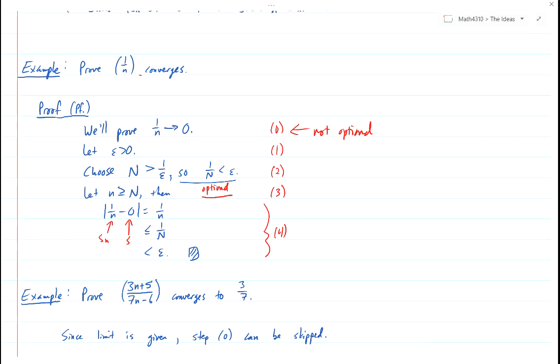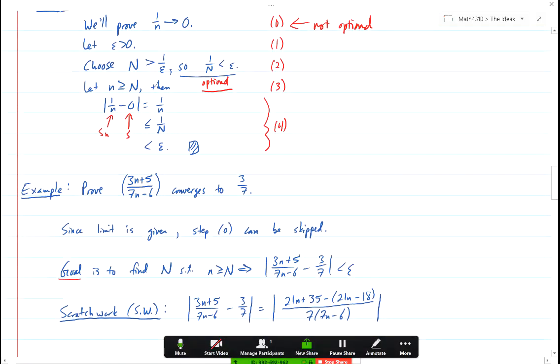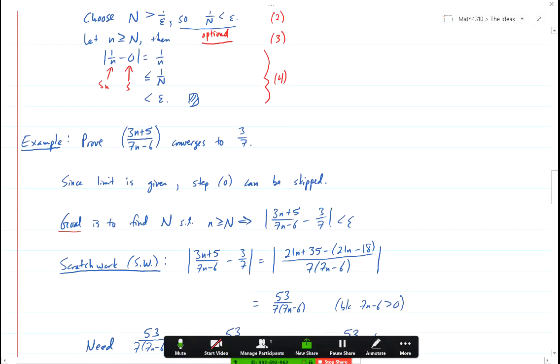Moving on. So let's move on to this sequence. Prove that (3n + 5)/(7n - 6) converges to 3/7. Now here, the limit is given, which means that step 0 can be skipped. So hopefully it's very clear why I labeled it as step 0. Sometimes I have to do it, sometimes I don't.